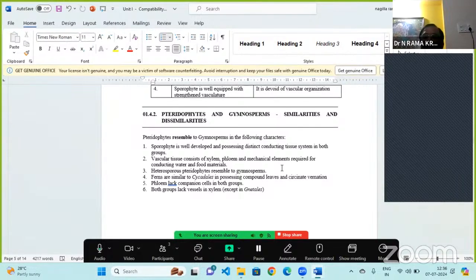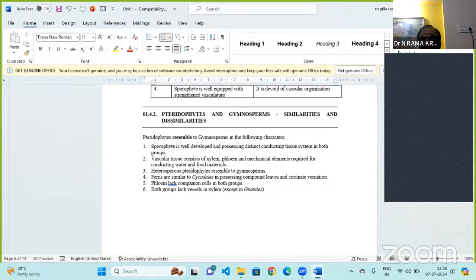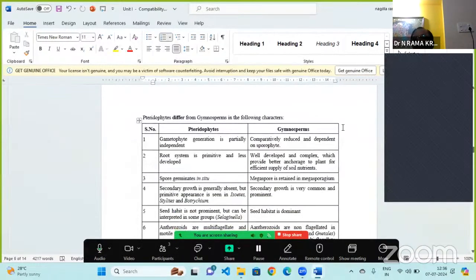Ferns are similar to cycads. Cycads possess compound leaves. What is the cycad variation? Later we'll discuss that. Phloem lacks companion cells in both groups. Both groups lack vessels in xylem, except Gnetales. This is the most important thing. So these are all the similar characters with gymnosperms. That's why these pteridophytic groups are thought to give rise to the gymnosperms, or these pteridophytic groups are coming from the bryophytic groups. Whatever it may be, that is it.